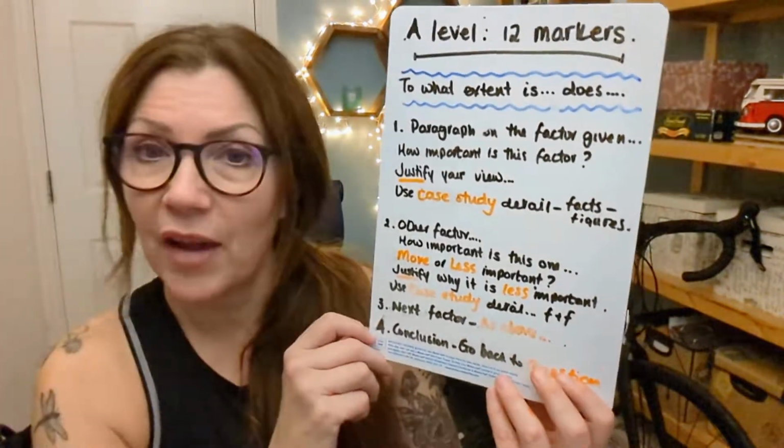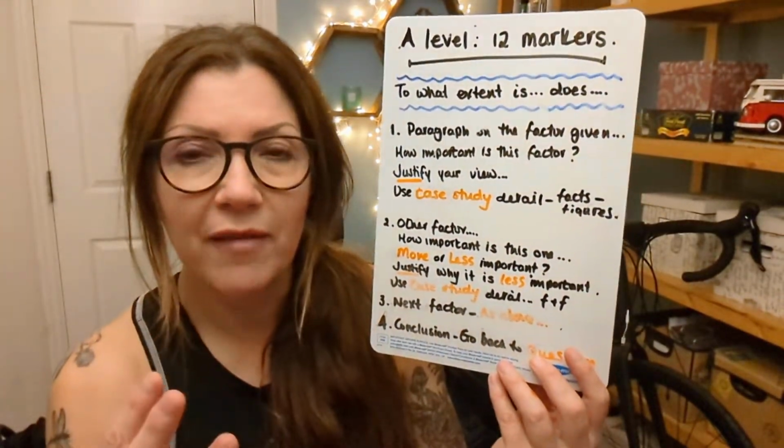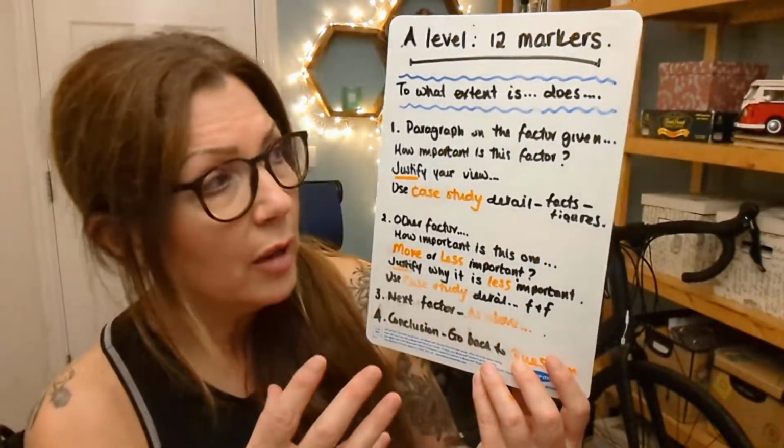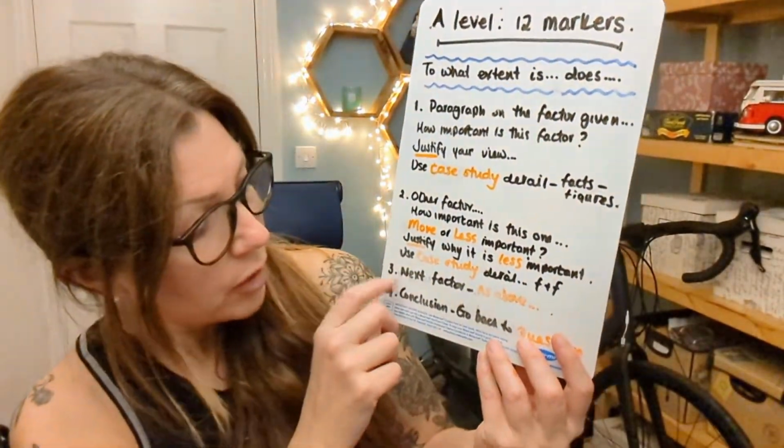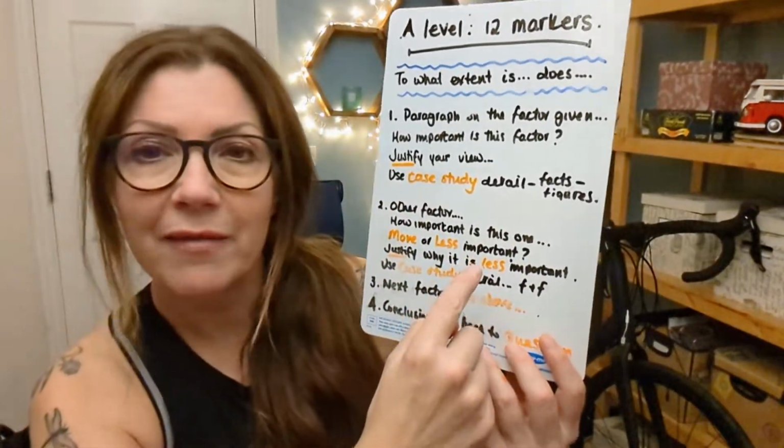Then you go on to the next factor. If it's a 12 mark question, you're probably going to need about 3 factors, probably the main factor and another 2, because otherwise you can't look at to what extent if you don't have more than maybe 1 or 2. So again, you follow this same format.